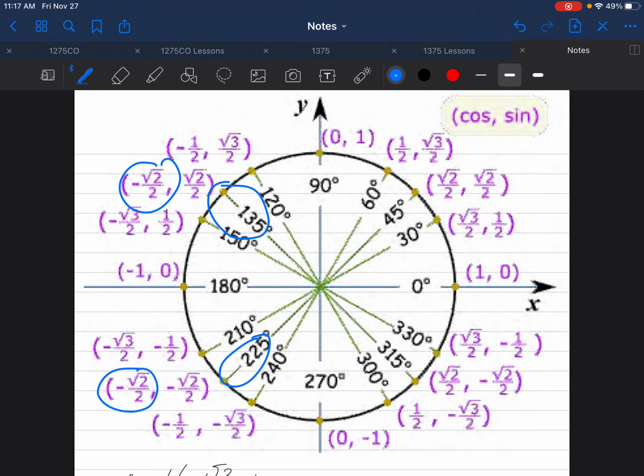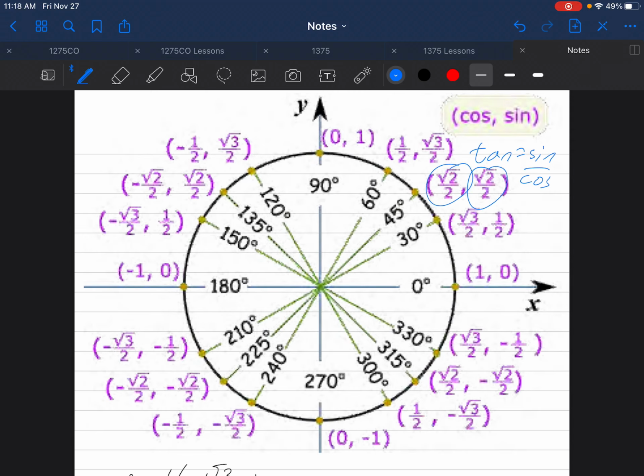And you're going to see repeat answers for the tangent function too. Even though the unit circle doesn't list the tangent function, there are going to be repeat answers, right? The tangent of 45 degrees, remember, tangent is equal to sine over cosine, something you're going to need to remember in a little bit. You can take the sine function and divide by the cosine function to get the tangent function.